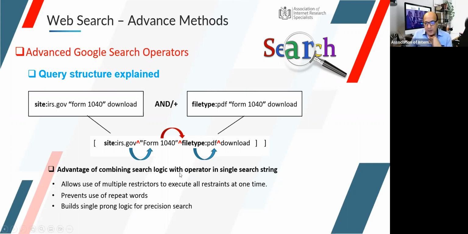Advantage of combining search logic with operators in a single search string. So this is one single search string. What are the advantages? One, it allows use of multiple restrictors. Two, it prevents use of repeat words. Three, it builds single prong logic for precision search.